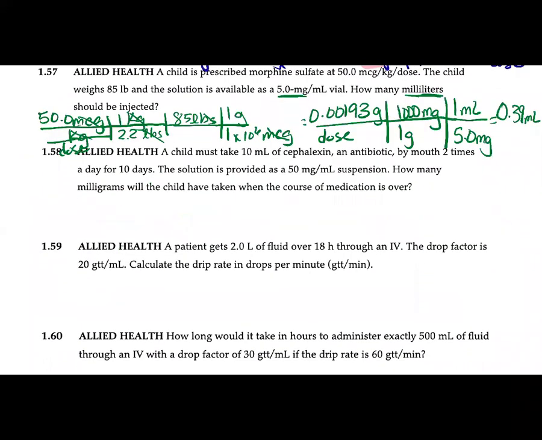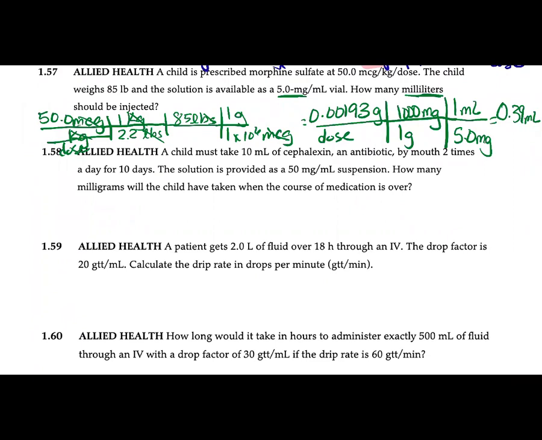Okay, 1.58. A child must take 10 milliliters of an antibiotic by mouth 2 times a day for 10 days. I don't even pronounce all these, and I never prescribe these. The solution provided is a 50 milligram per milliliter suspension. How many milligrams will the child have taken when the course of medication is over?